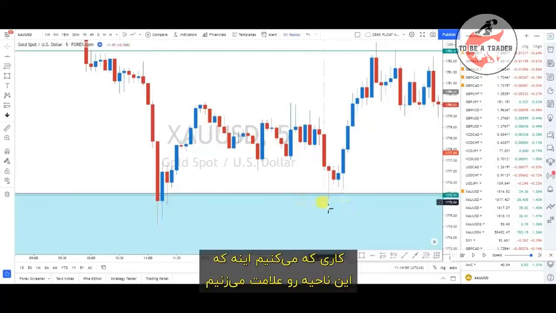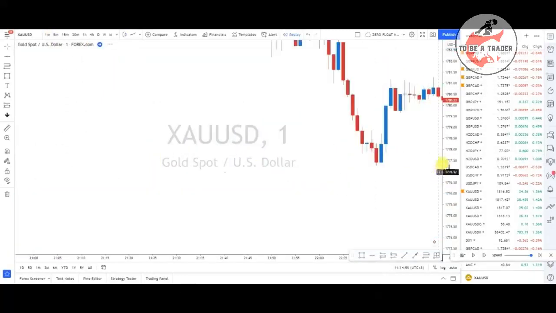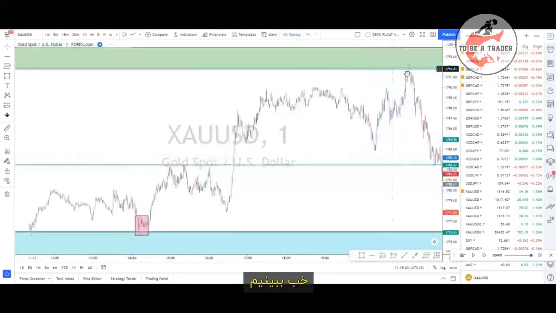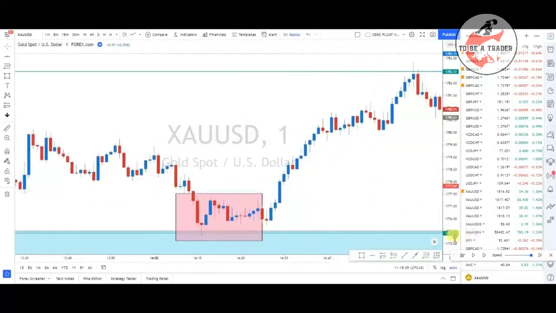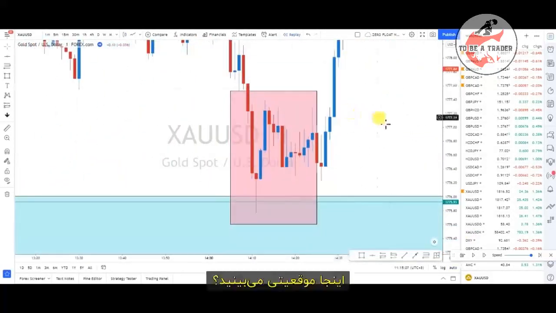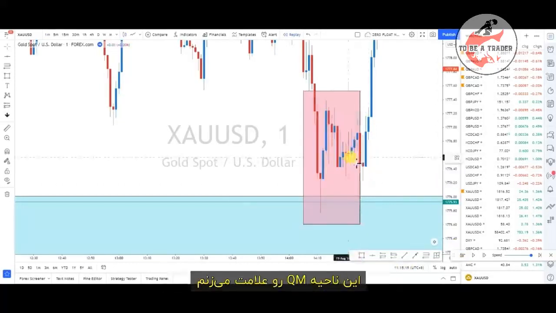What we should do is mark only this area and then see if there is any opportunity for us to trade in this area here. Okay, so let's see. Do you guys see any opportunity at all? No, right? Could be here as a QM. Okay, could be here as a QM, but price did not take this QM area here.